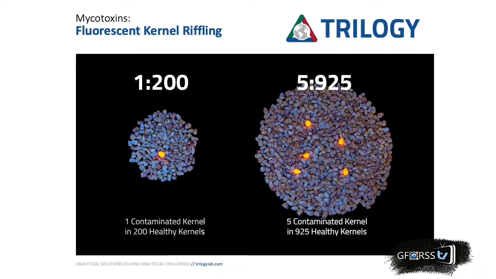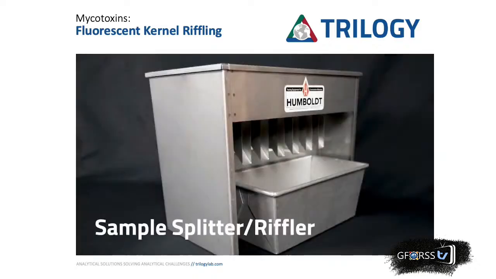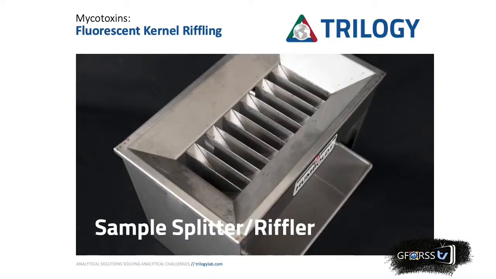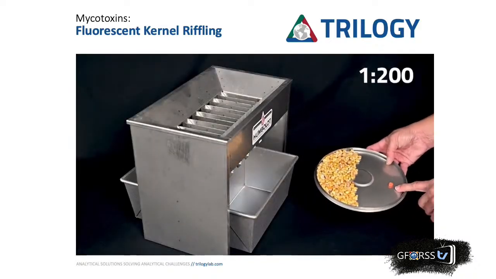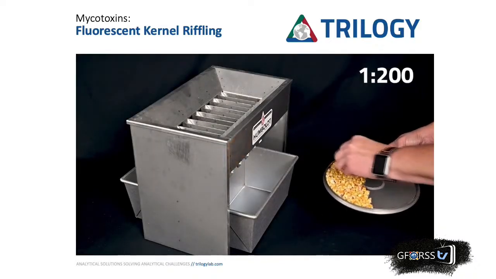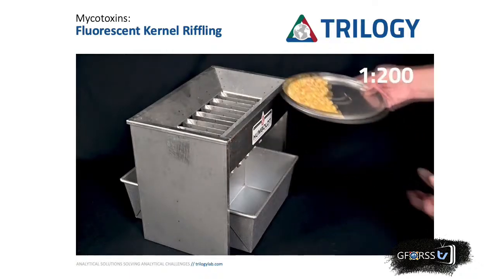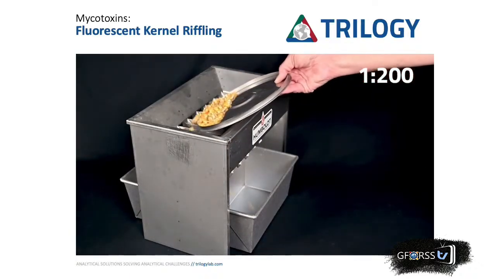The picture below shows mycotoxin contaminated kernels in among healthy corn kernels. Let's see what happens when we riffle this. This is a standard riffler, much like you would see sample splitters. We're going to take one contaminated kernel and place it in 199.